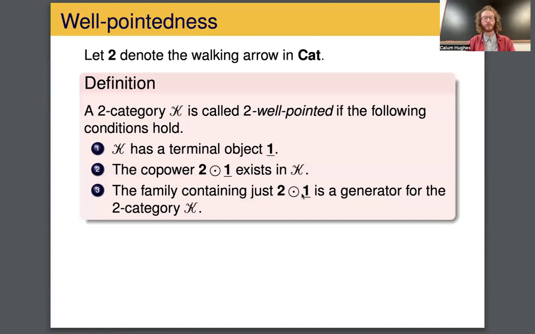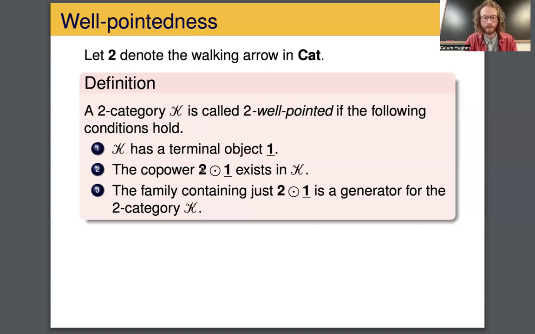Okay, so we move on to define a two-dimensional version of well-pointedness. If we denote by boldface 2 the walking arrow in Cat, as I said earlier, it has two objects and one arrow between these objects. We call a two-category K two-well-pointed if the following conditions hold. We have a terminal object, and the co-power of this walking arrow with the terminal object in K exists in K.